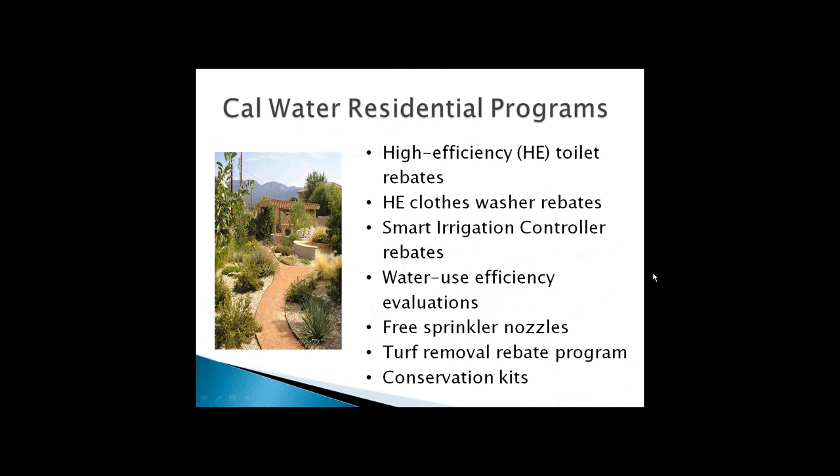So for Cal Water residents, this fiscal year they decided not to participate with us particularly on these programs, but they do offer very similar ones. They offer the high efficiency toilet rebate, and the clothes washer rebate in conjunction with PG&E. They also offer smart irrigation controller rebates, water use efficiency evaluations, free sprinkler nozzles, a turf removal rebate program, which is similar to our Lawn Beyond program, and free conservation kits. So if you are a Cal Water customer, give them a call and they can help you out with these particular programs.